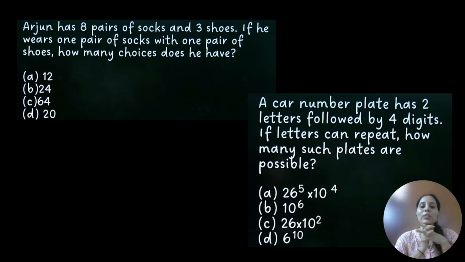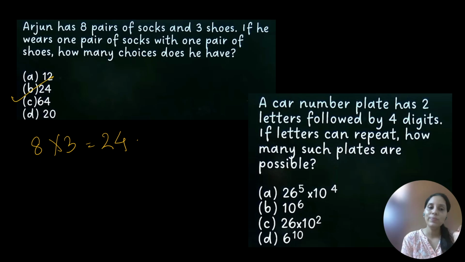Now let us see this question. It's very easy now. Arjun has 8 pairs of socks and 3 shoes. If he wears 1 pair of socks with 1 pair of shoes, how many choices does he have? Obviously, he will only wear 1 pair of socks at once. So, how many choices does he have? 8 into 3, 24. Option B.